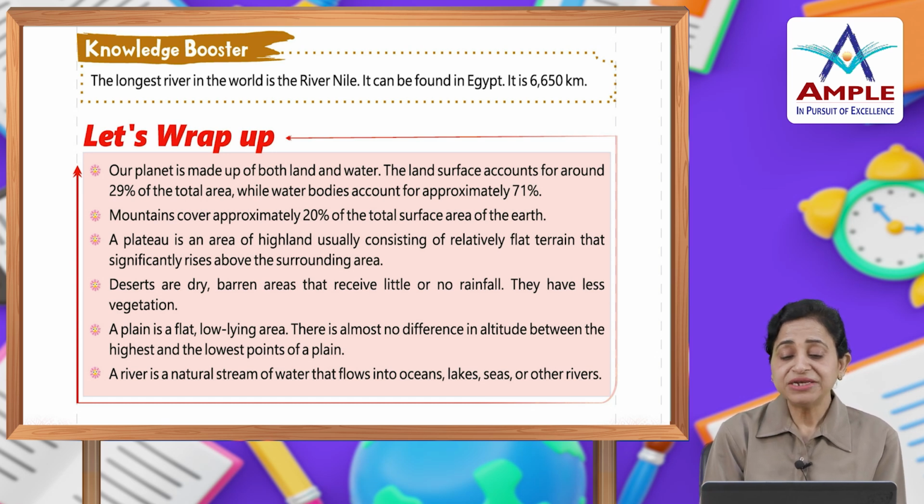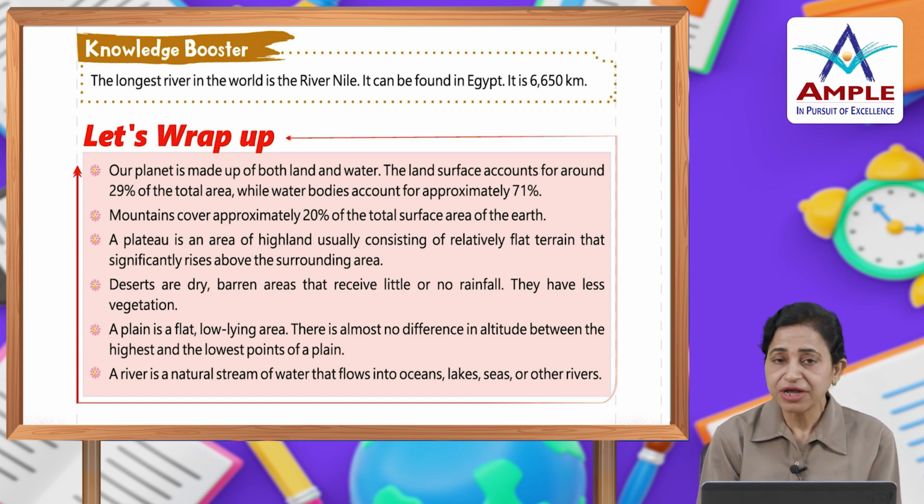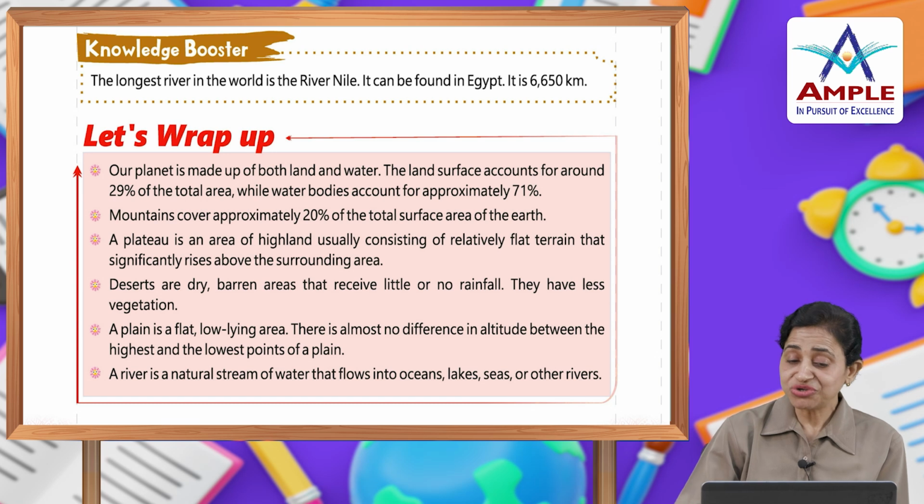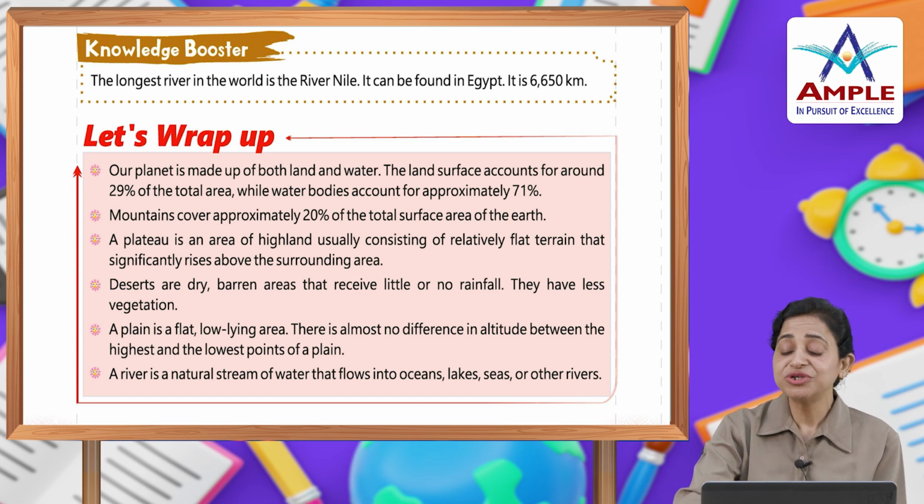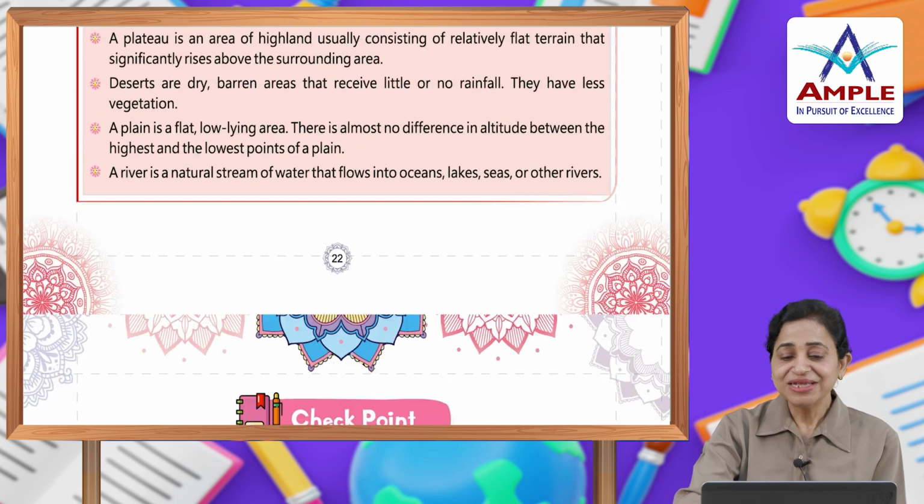Deserts are dry, barren areas that receive little or no rainfall. They have less vegetation. A plain is a flat, low-lying area. There is almost no difference in altitude between the highest and the lowest points of a plain. A river is a natural stream of water that flows into oceans, lakes, seas or other rivers.